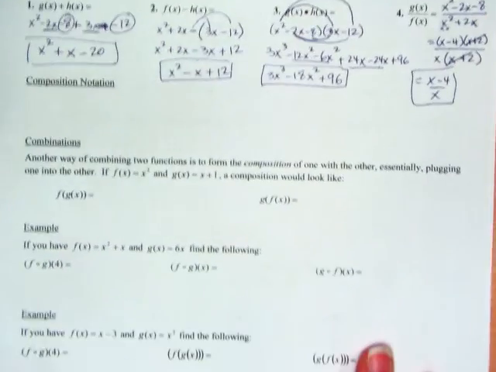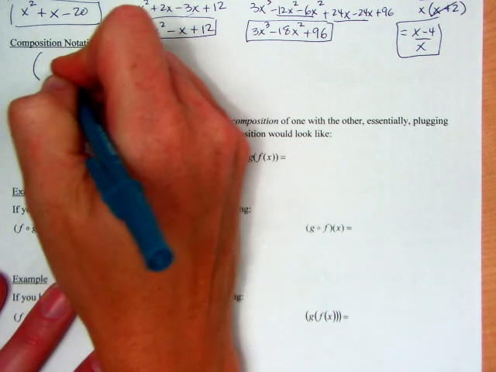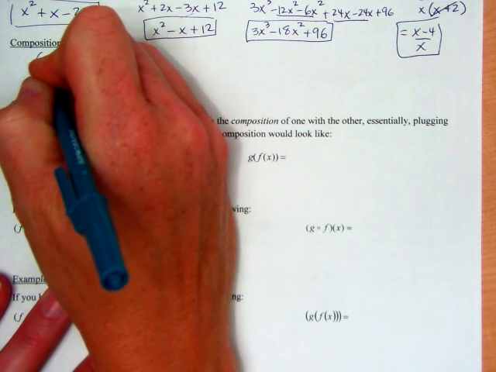The next thing we talk about is composition notation. Now we're talking about taking a function and putting it inside of another function. So not just adding, subtracting, multiplying, and dividing them, but actually putting one function inside of another. And you saw this notation last year.